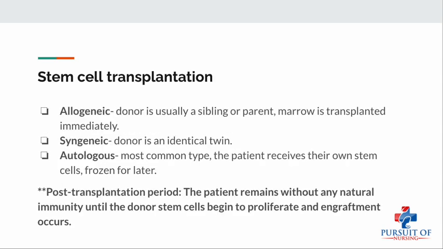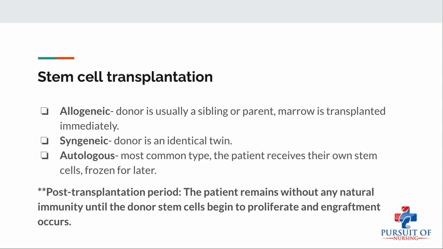All right, stem cell transplantation. So there are 3 different types of donor stem cells. You have allogenic, syngeneic, and then autologous. So allogenic is where the donor is usually a sibling or a parent. The marrow is transplanted immediately. Syngeneic, the donor is an identical twin.